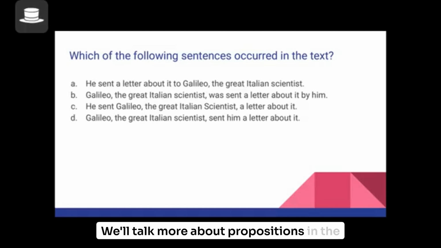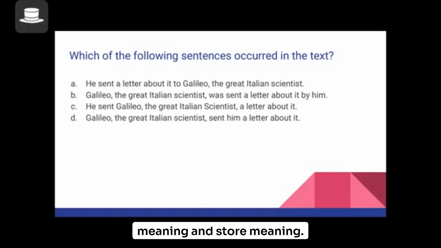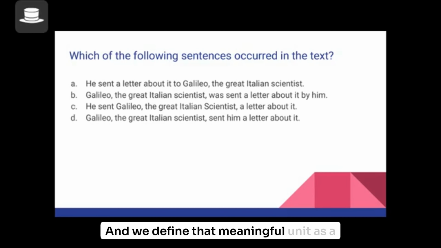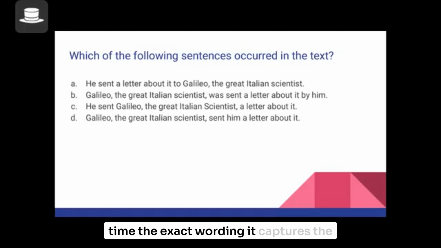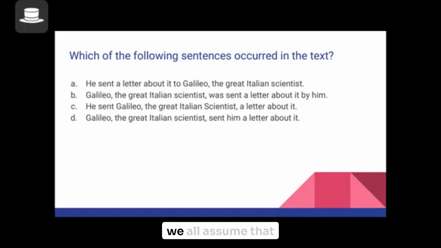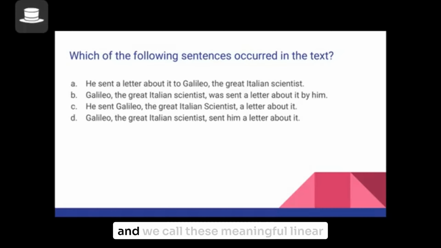We'll talk more about propositions in the next slides, but I just wanted to give an idea that when we read something, we extract meaning and store meaning, and we define that meaningful unit as a proposition. That meaningful unit doesn't need to necessarily have, and for the most part won't have, the exact wording. It captures the essence of the meaning conveyed by a particular sentence. And we call these meaningful units propositions.